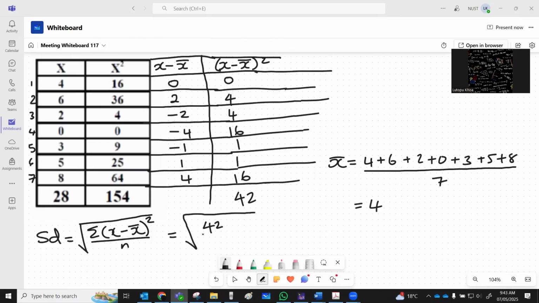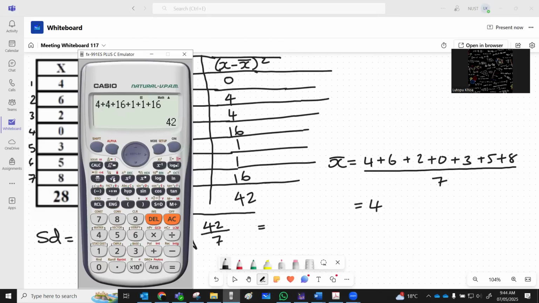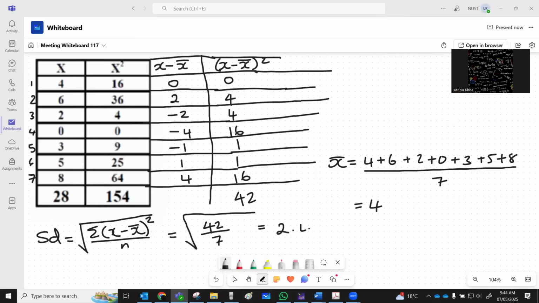This is 42, and we divide this by 7. So do this on the calculator, the square root of 42 over 7 is the square root of 6, which is 2.449. Okay, that is our standard deviation. And from there, we can also work out our variance. Our variance will be equal to 6. So you just take this one and you square it because it's equal to the square root of 6.